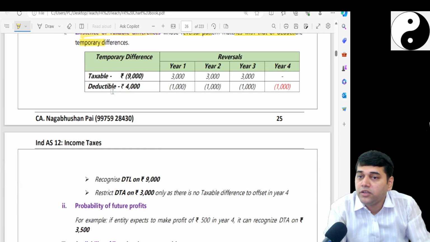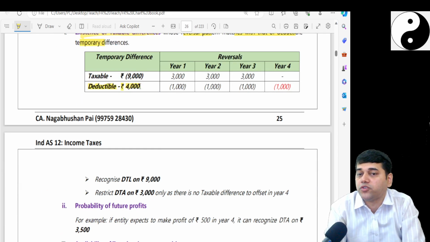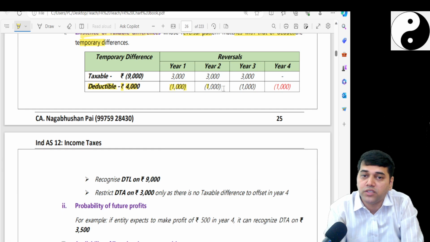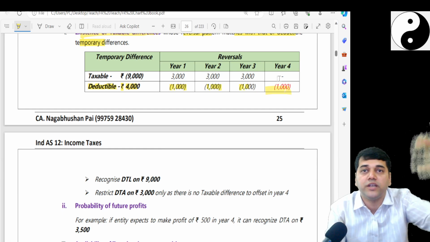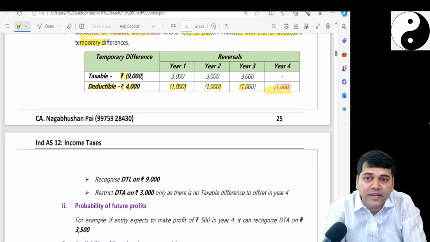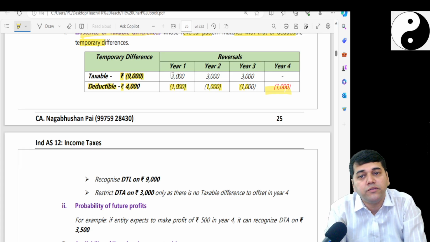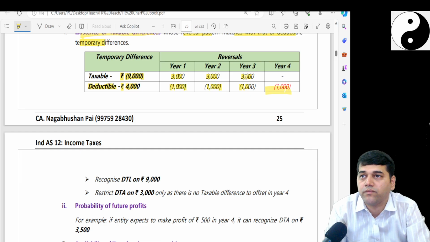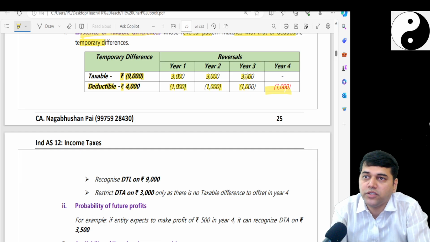Like today, you have got deductible difference 4,000. How is it going to get reversed? 1,000, 1,000, 1,000, 1,000. 4 years it is going to get reversed as per income tax, whatever pattern. Today you have got taxable difference, but it is going to get reversed 3,000, 3,000, 3,000. Are you clear about this?